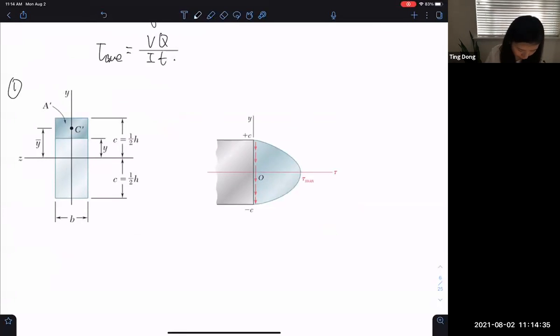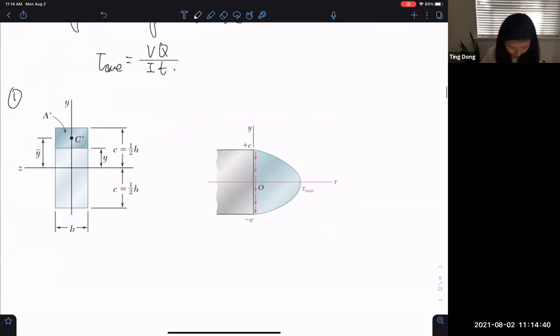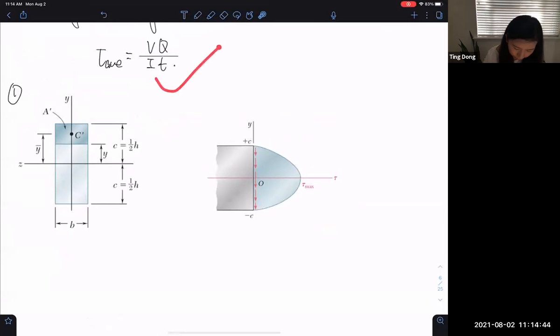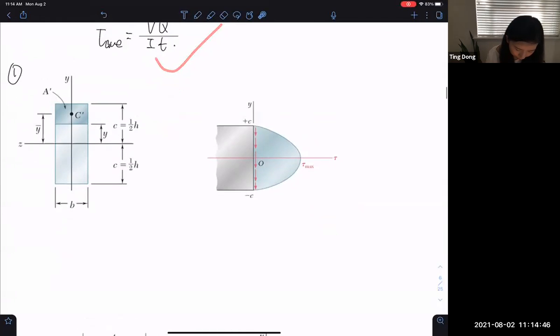And we had, just here on my iPad, derived from this equation, we plug in everything, what is the Q, what V, I, t, everything. And in the end, we have tau equal to V over A times one minus y squared.